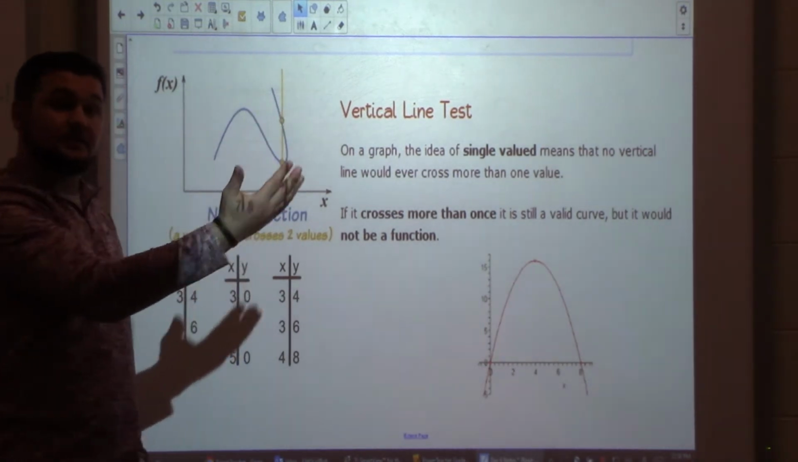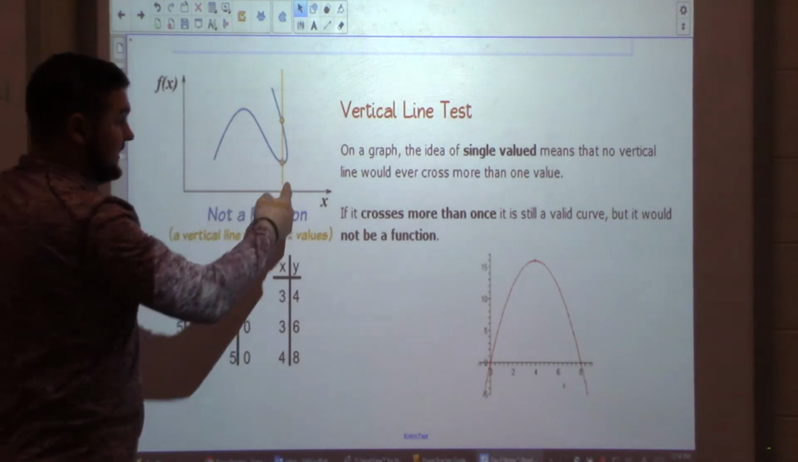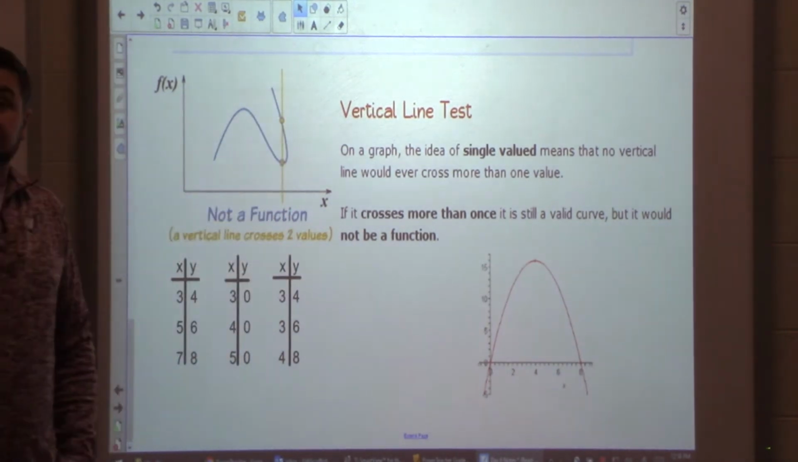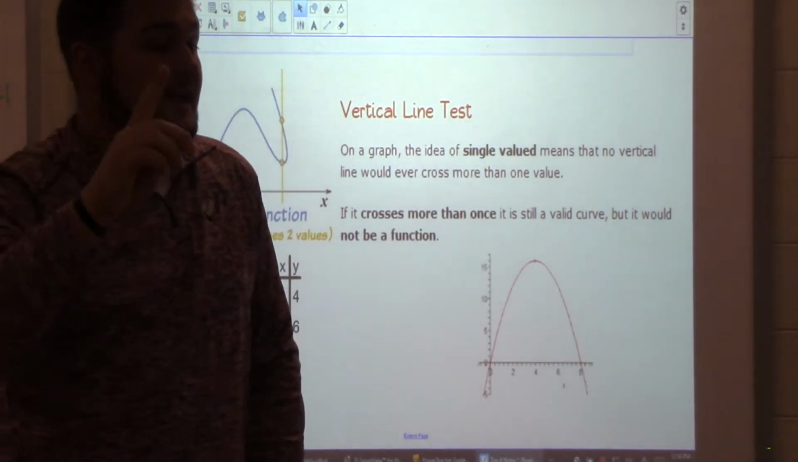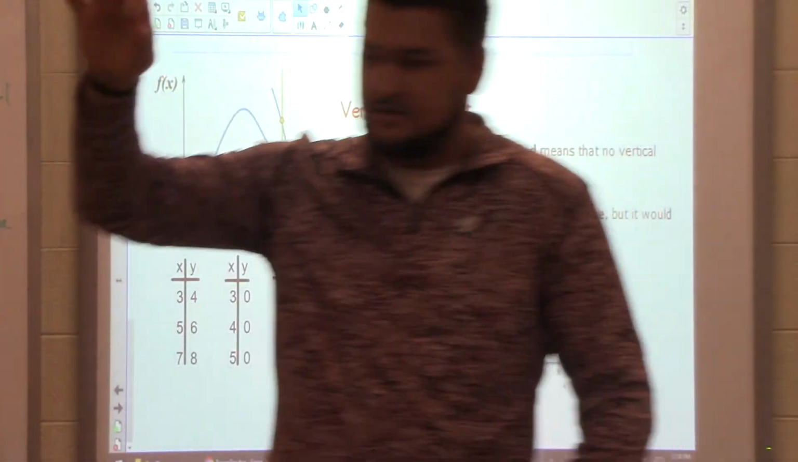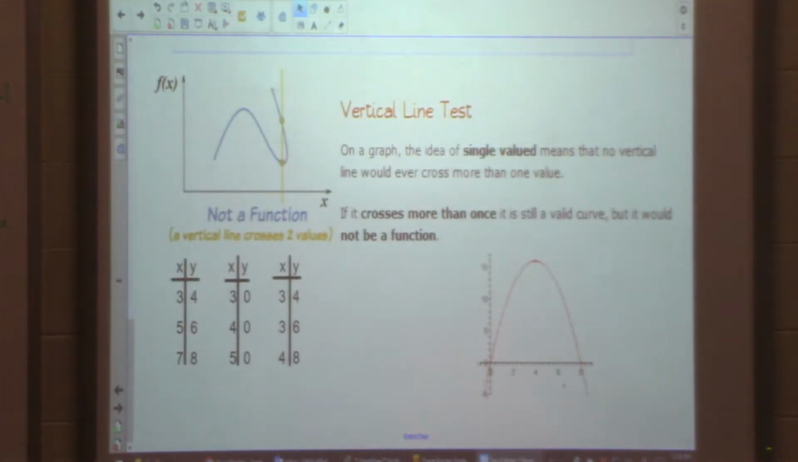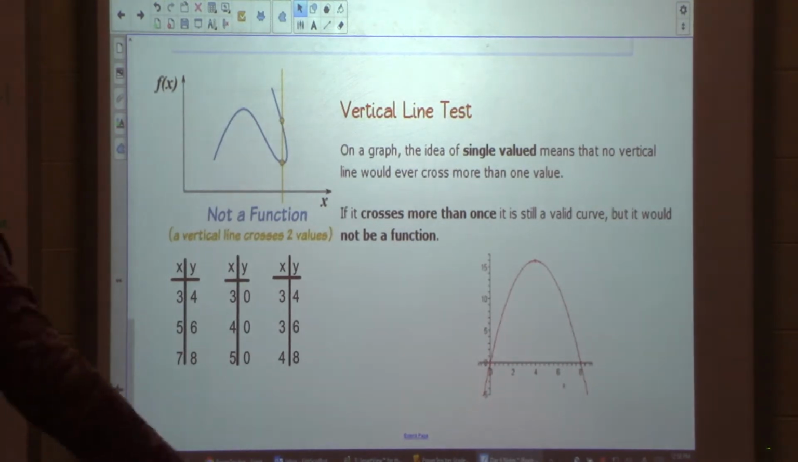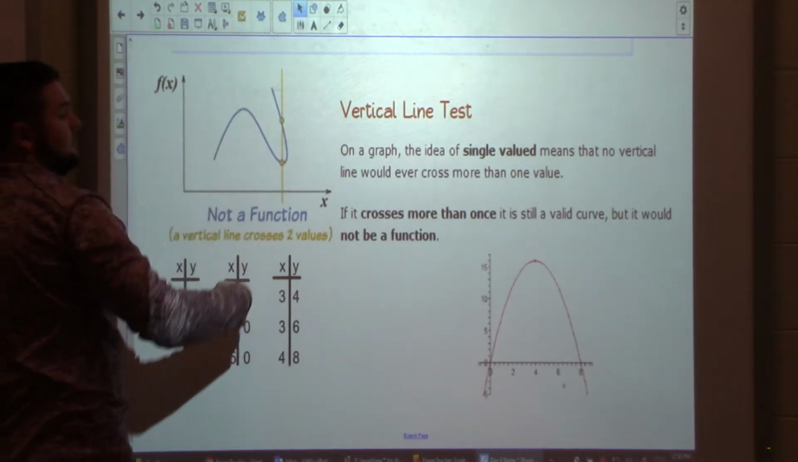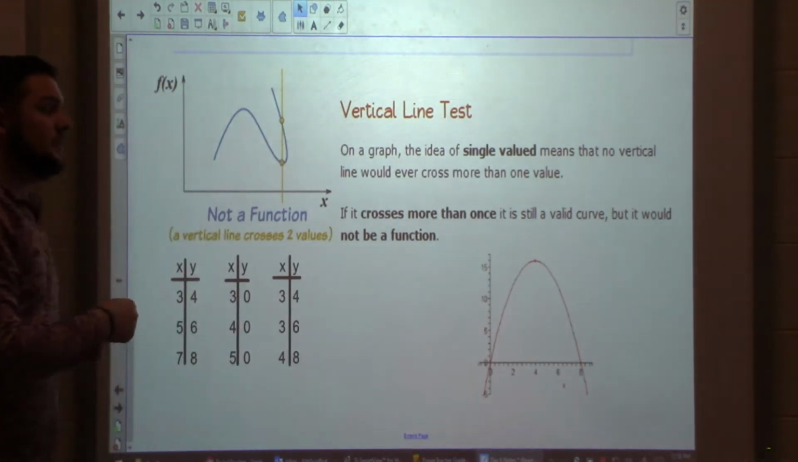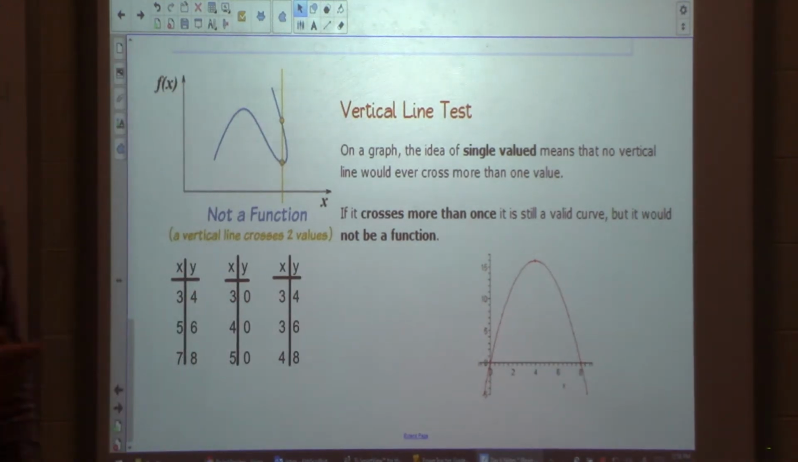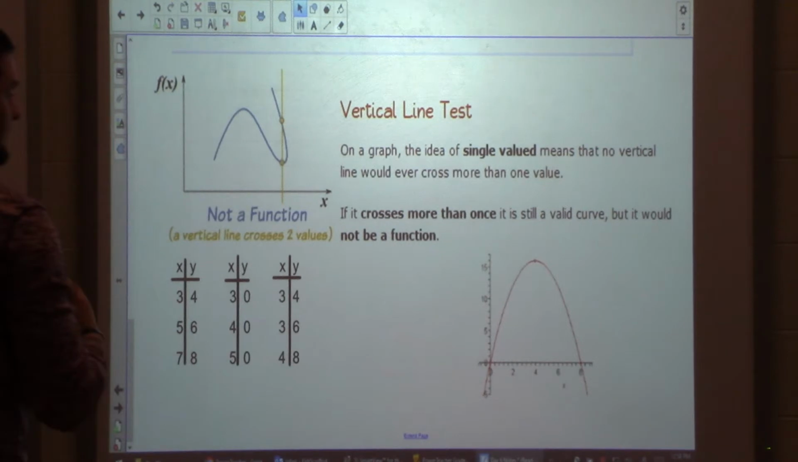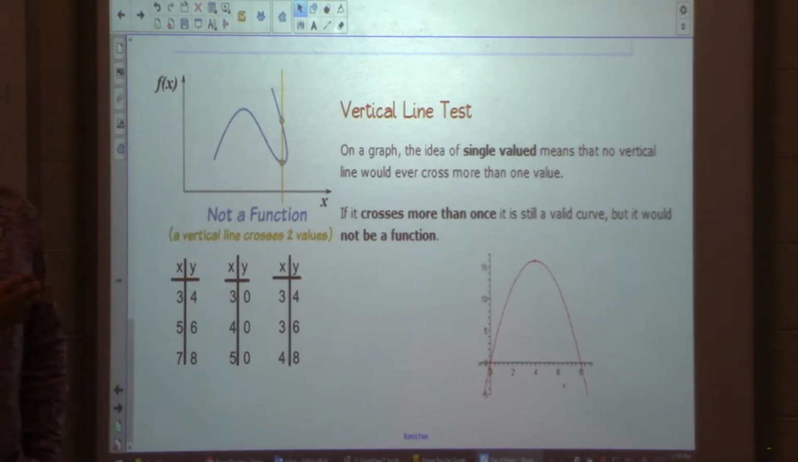A vertical line is written x equals something, correct? If it hits once, that means it has one y value. That's perfect. That means it's a function. If it hits more than once, twice, 3 times, 4 times, any amount, it means it's not a function because it doesn't map to just one element of our y's. It maps to more than one. Right? So for the vertical line test, you draw in vertical lines. If it hits more than once, it would not be a function. All right? Does that make sense?